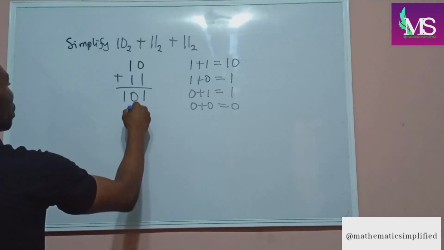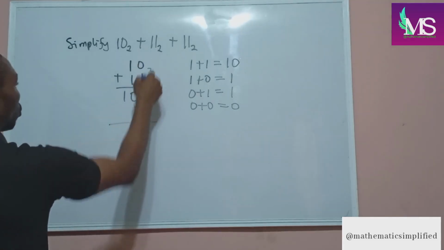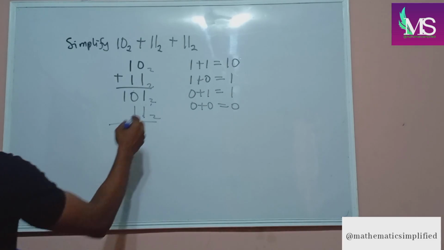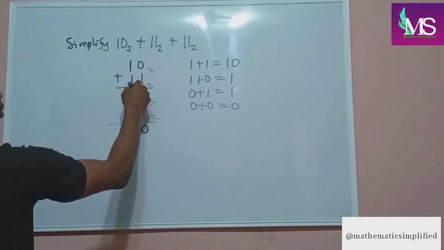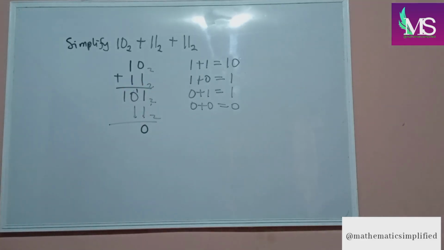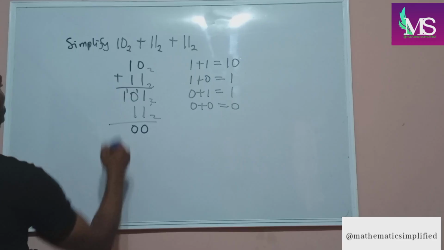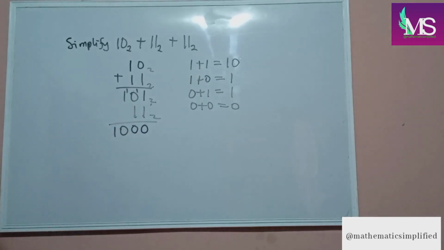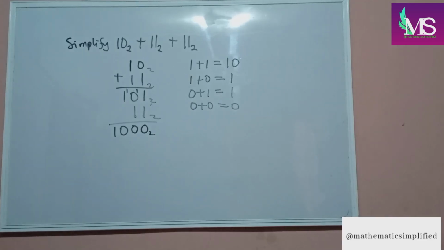Now, adding this again, in our 1, 1, since they're all in base 2, don't forget. Okay, now following this, our 1 plus 1 will be 10. So at this point, we are writing 0 and carrying 1. 1 plus 1 again will give us another 0, carry 1. 1 plus 1 again will give us another 0. So this will give us 1000 base 2.